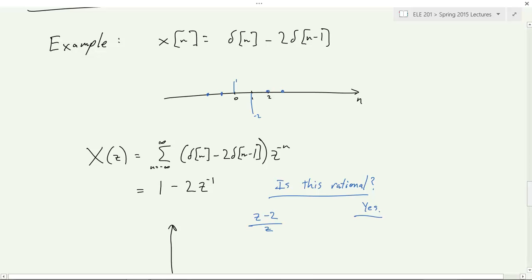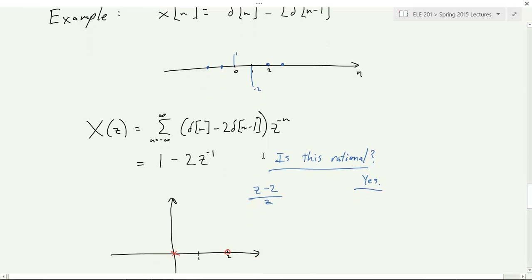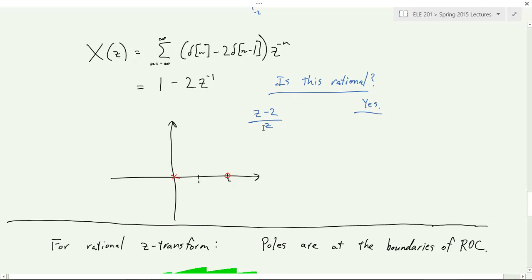That's extremely easy. Now, is this rational? Well, it is, and if you have trouble seeing that this is rational as written, you can write it this way. And now we see that, because maybe you were not happy about seeing negative exponents, fine. Then now every z has a positive integer exponent here, and this is certainly rational. In fact, it has 1 zero and 1 pole. The zero is at z equals 2, and the pole is at z equals 0.